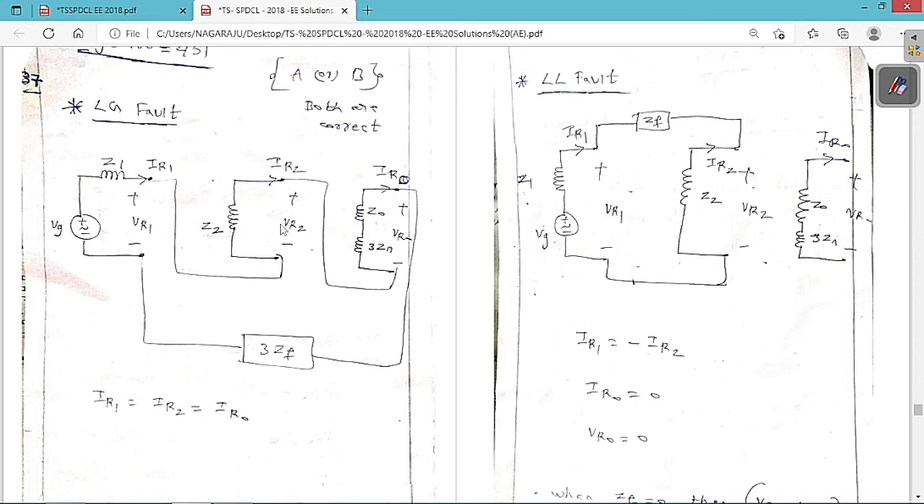These three sequence networks are going to connect in a series fashion. So IR1 is equal to IR2 is equal to IR0.